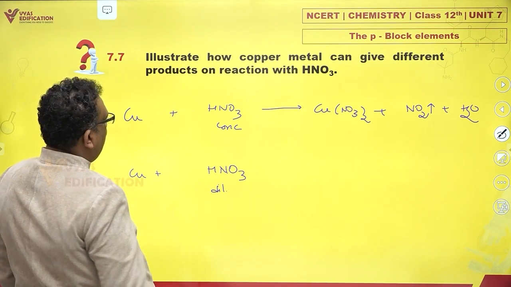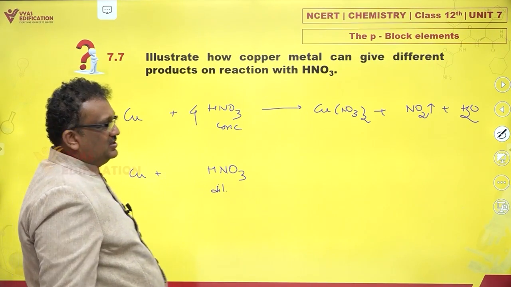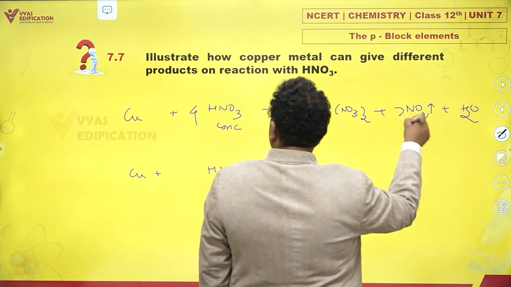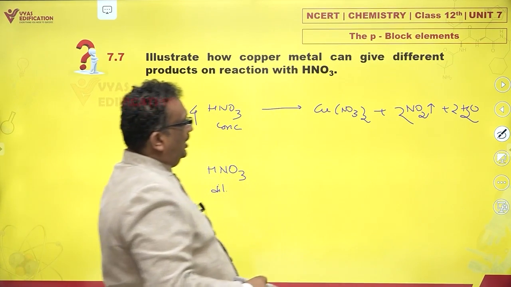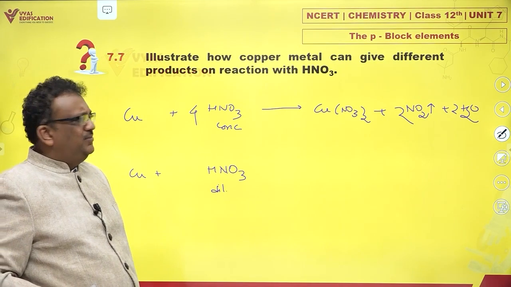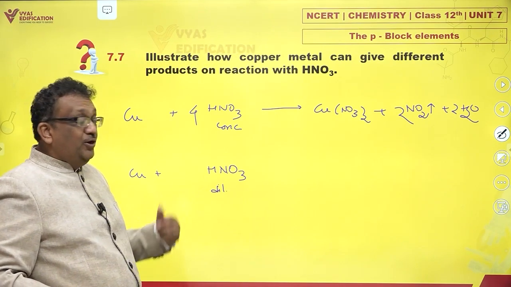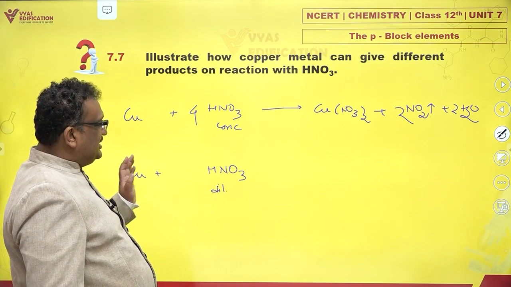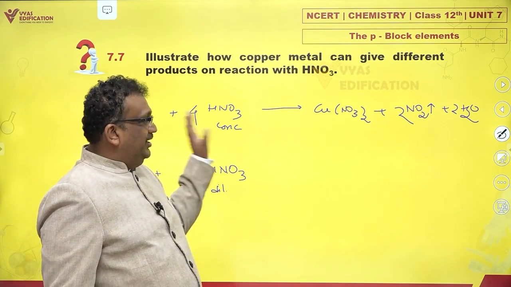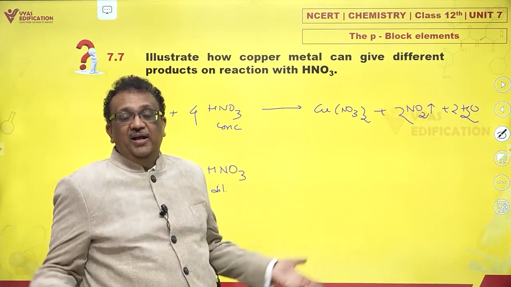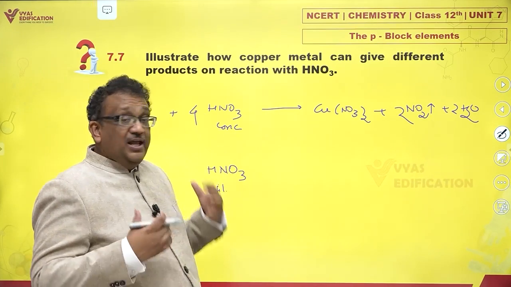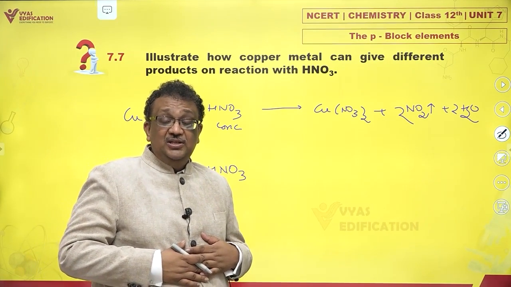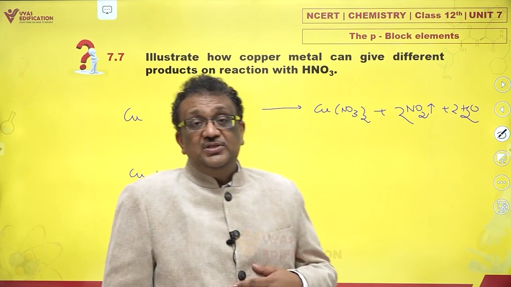Just look at this. Copper with 4 nitric acid gives you this and 2H2O. I hope this is balanced. Yeah, I believe it is. What about dilute nitric acid? Just imagine that, in concentrated you had lots and lots of nitric acid. Now if nitric acid is dilute, that means you don't have enough nitric acid. Can you imagine what happens?